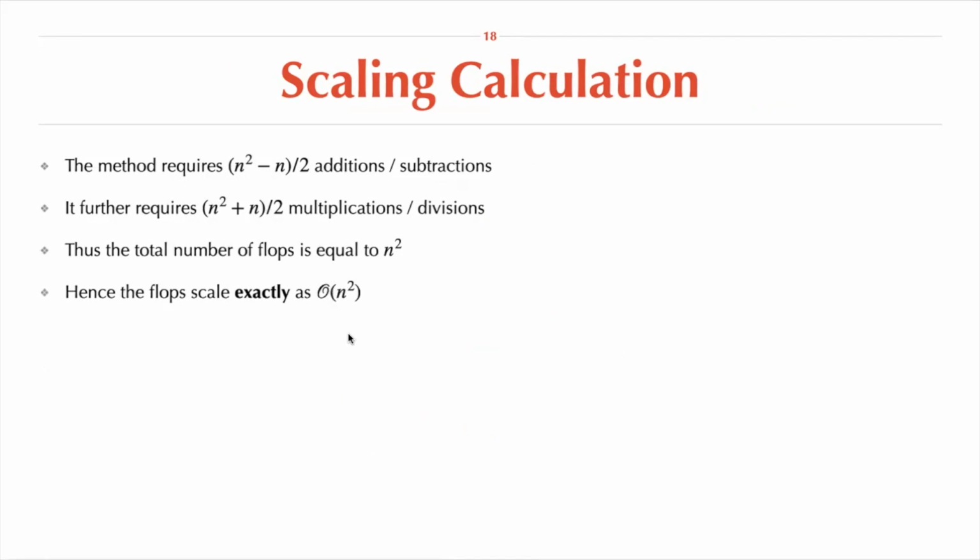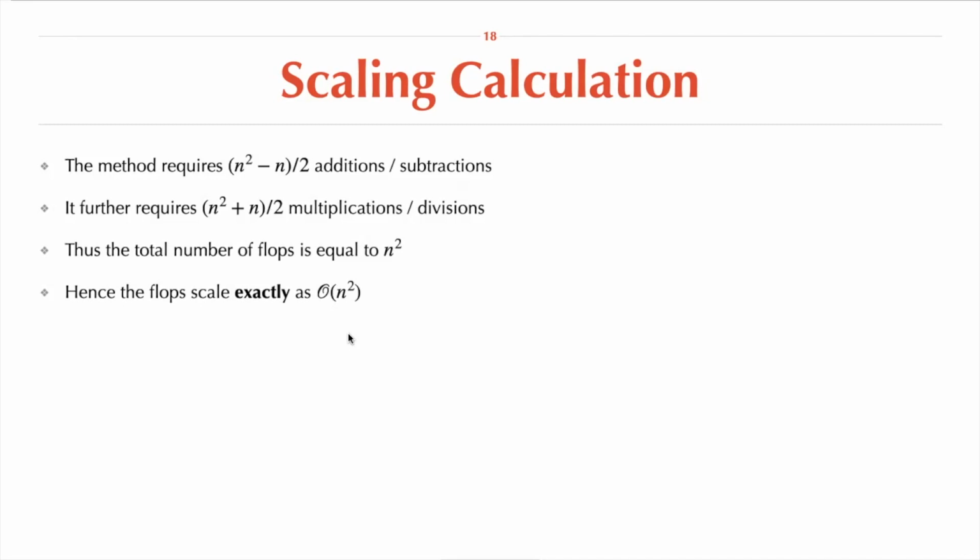So if you do it for, let's say, a 100 cross 100 matrix, and if you do it for a 1000 cross 1000 matrix, the 1000 cross 1000 will take about 100 times more time as compared to the n equal to 100 case, because it scales as O(n²). So that gives you the kind of time the algorithm will take for computation.